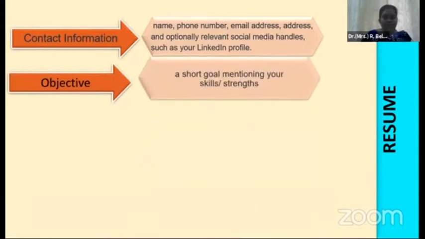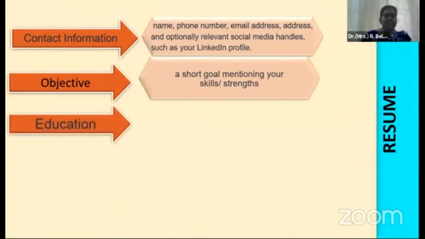Next, you'll have to have a small objective. It's a short goal, just 2 lines maximum. Don't again write 3-4 lines, 5 lines, 6 lines. We are not writing short answers. Just write 2 lines, a short goal mentioning your skills and strength.